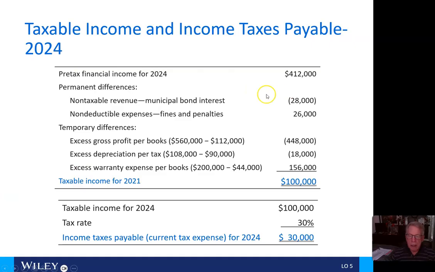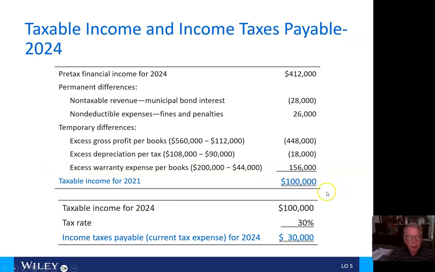Okay, so if we take a look at taxable income and income taxes payable for 2024, you can see we start with our $412,000. We account for permanent differences. Here's our bond, non-taxable bond interest and non-deductible expenses. And then we have temporary differences, the excess of gross profit for the books from the way we account for installments, and excess depreciation per tax, and the excess warranty expense per the books.